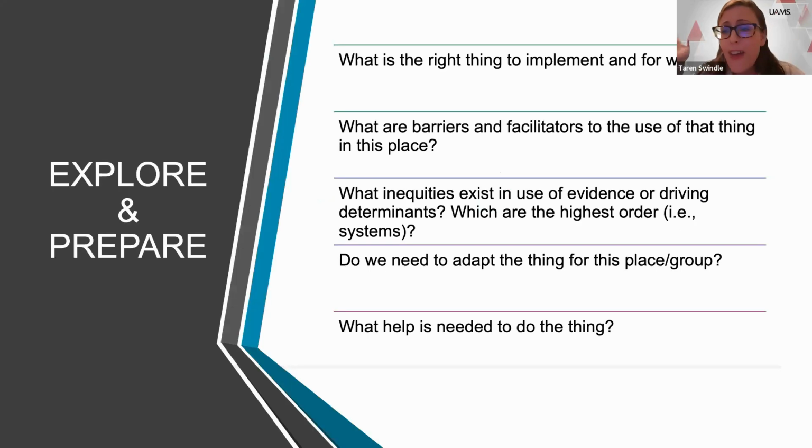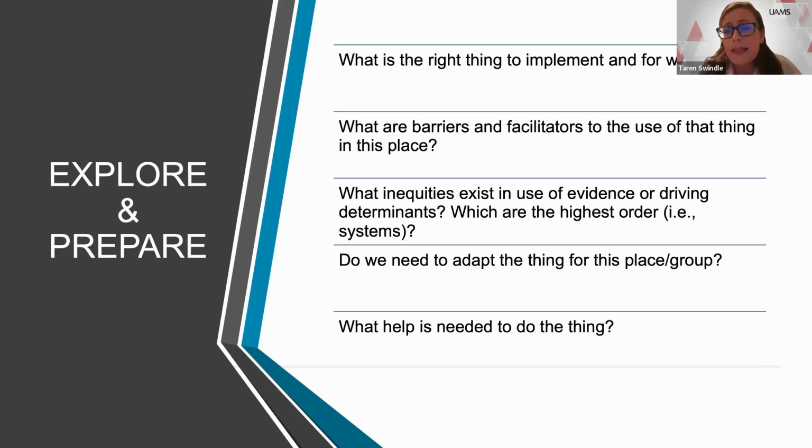Yeah, so this is my favorite phase of implementation. I love doing work in this space because we get to think about what is the right thing to implement? How are we going to meet the needs of the people? We get to think about what are the barriers and facilitators to meeting those needs, to doing the thing that would meet those needs. And then when it comes to equity, we get to wonder about why do inequities exist and which ones are they? Are they around the access to the evidence or the determinants of the use of the evidence? And what are the highest order ones? The higher in the system that we can find determinants, the more likely we are to have downstream impacts.